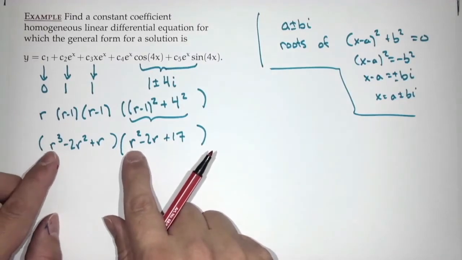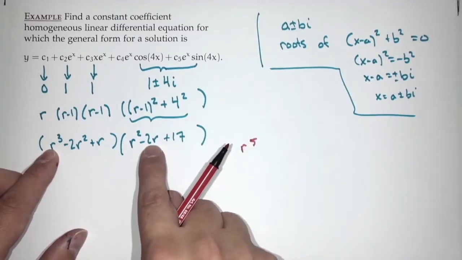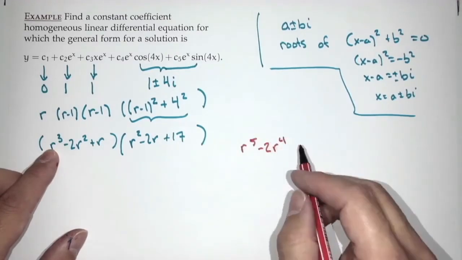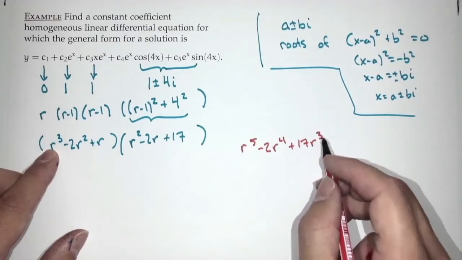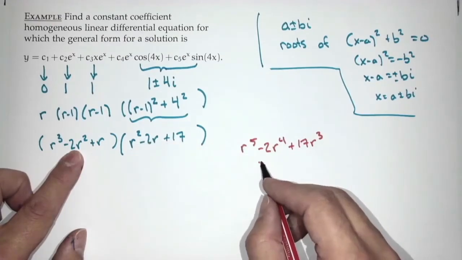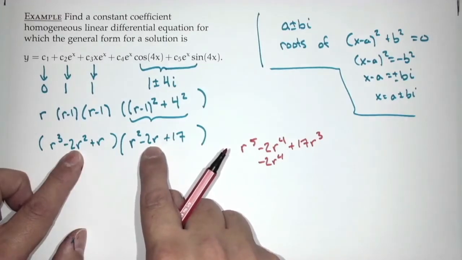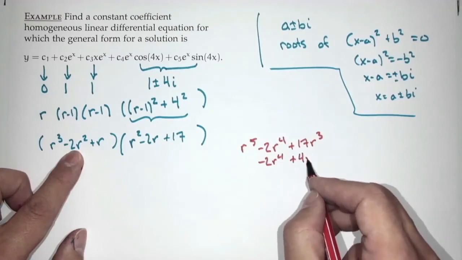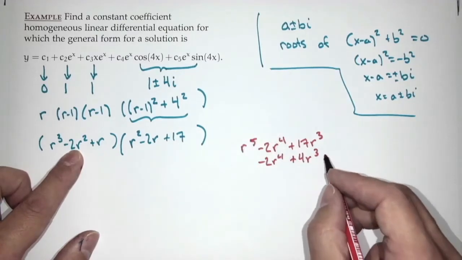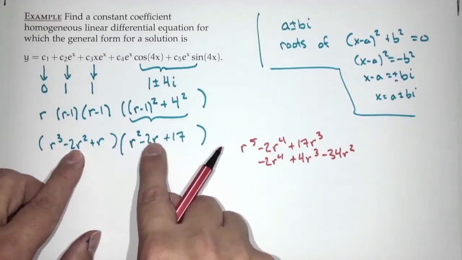So let's start. We'll start with r cubed. r cubed times r squared, r to the fifth. r cubed times minus 2r, minus 2r to the fourth. r cubed times 17, 17r cubed. Now go to the next one. Minus 2r squared times r squared, minus 2r to the fourth. Minus 2r squared times minus 2r, plus 4r cubed. Minus 2r squared times 17, minus 34r squared. So see, we did the middle term times each one of the three possible terms here.